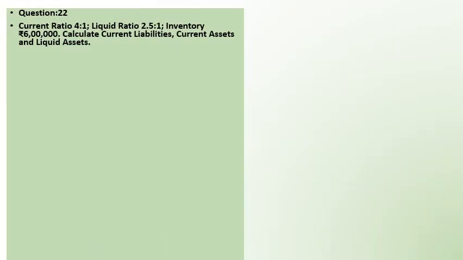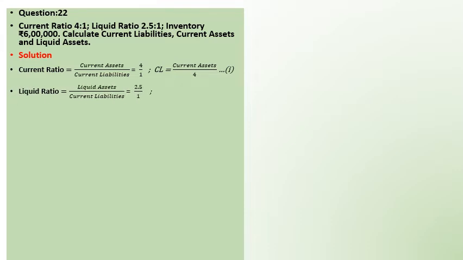Moving on to the next question, we have current ratio equal to 4:1, liquid ratio is 2.5:1, inventory 6 lakhs. We have to calculate current liability, current assets, and liquid assets. So we'll just use the formula to form the equation, that is current ratio is equal to current assets by current liability. This is 4:1 meaning 4/1, and if you cross multiply, current liability is equal to current assets by 4. Similarly, liquid ratio is liquid assets by current liability, 2.5:1, and from here current liability is equal to liquid assets by 2.5, that is equation number 2.